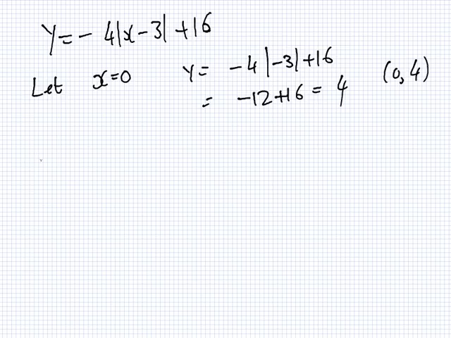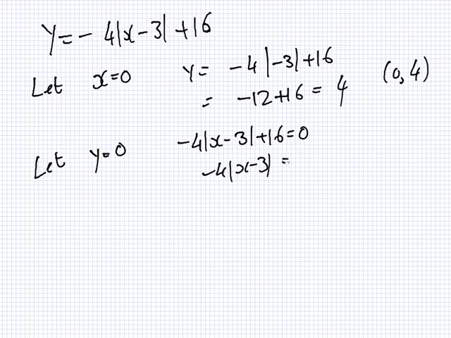Now, how do I find out where it crosses the x-axis? Let y equal 0. So we get minus 4 modulus of x minus 3 plus 16 equals 0. Now, did we learn how to solve this? We did it earlier. In fact, we got two answers. What were they? Minus 1 or 7. So now you have the points minus 1, 0 and 7, 0.